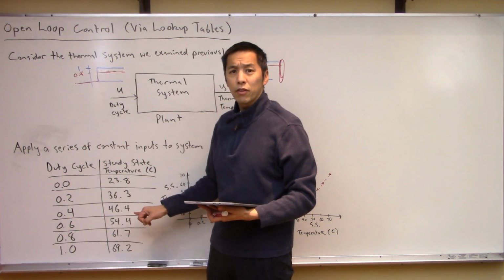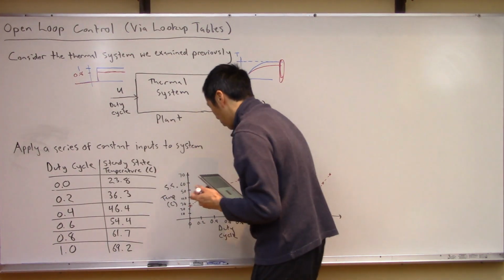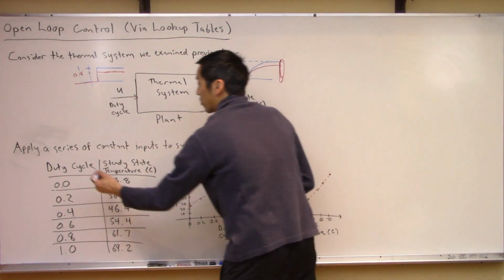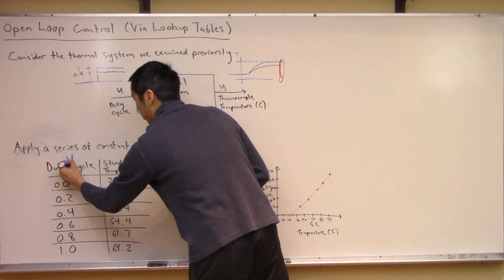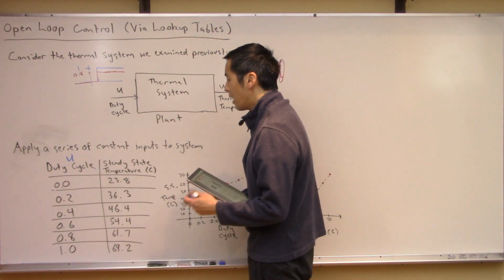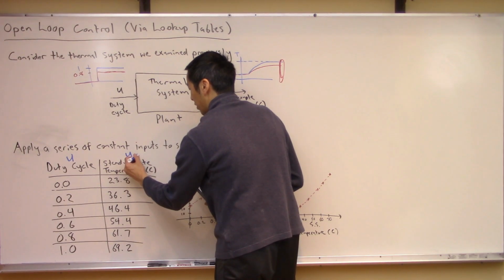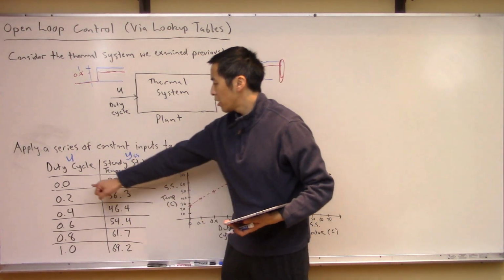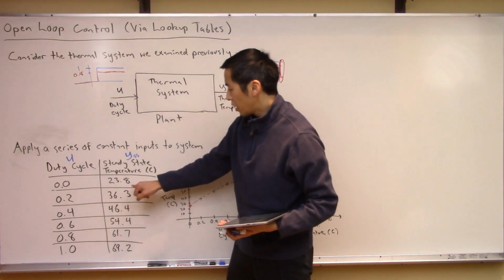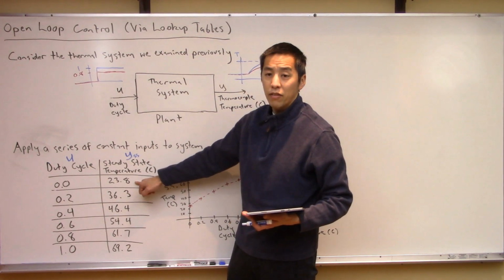I've gone ahead and made myself a table of the control input or the duty cycle, right? This is the U. This is the input to the system, okay? And now what I care about is what is the output at steady state. Okay, so you can see here when you just do nothing, 23.8 Celsius.